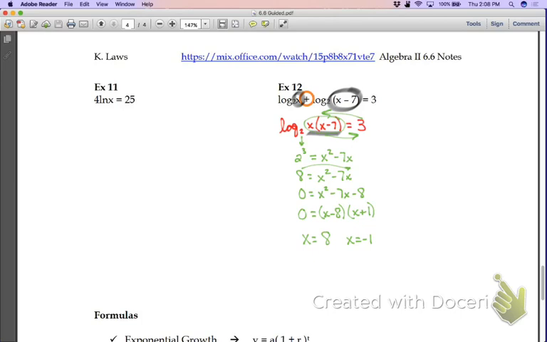Now, if at any point you have anything that looks like this, I can't have this be a negative. My argument of the log can't be a negative. Okay, it can't be a negative value, especially if my base is a positive. So the one value that's not going to work here is going to be this one here.